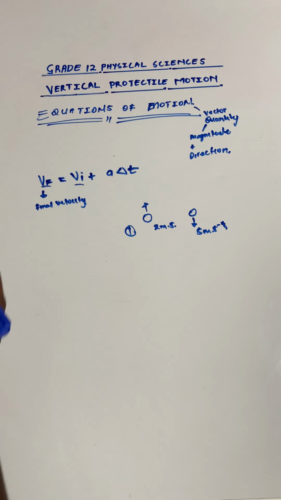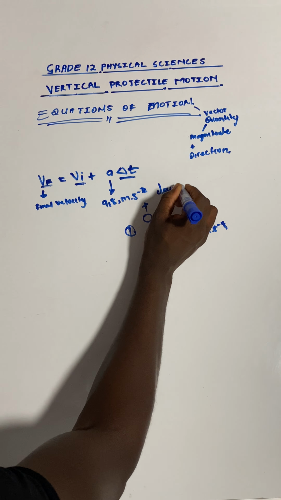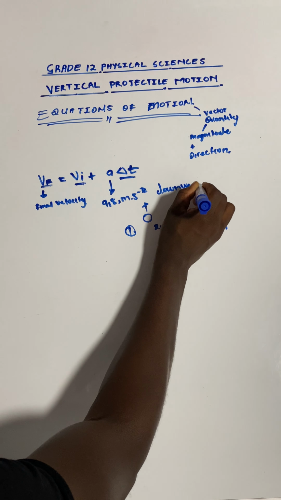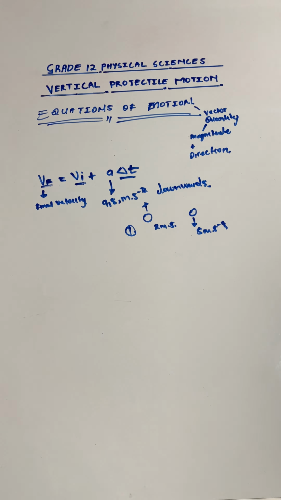Always remember that when we're dealing with vertical projectile motion, our acceleration is 9.8 meters per second squared downwards. It is very important to also mention the direction. They like this question. So always remember that the gravitational acceleration will always be 9.8 meters per second squared downwards, unless there is a change in velocity, which is sometimes rare.